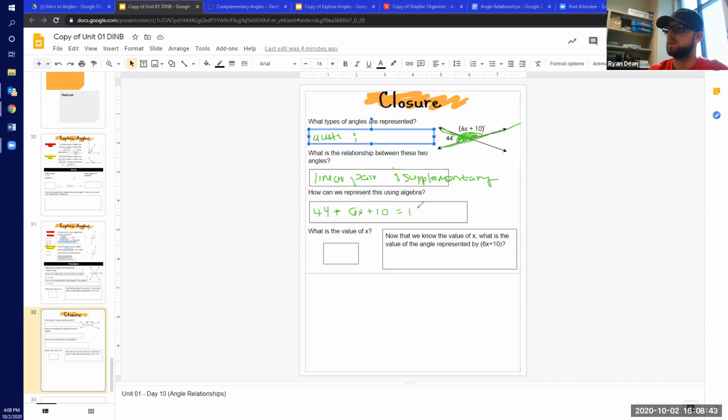And I know that they're supplementary, so I set it equal to 180 degrees. Okay, now from here, it's just combining stuff and solving for x. I'm just going to rewrite this: 44 plus 6x plus 10 equals 180. 44 and 10 makes 54. Okay, so 6x plus 54 equals 180. Subtract 54 on both sides.